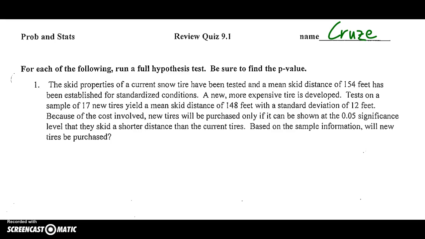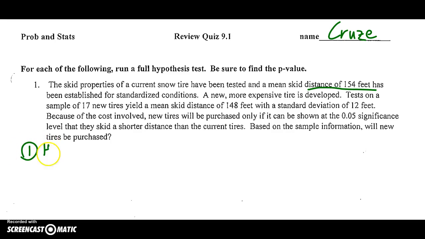The skid properties of a current snow tire have been tested, and a mean skid distance of 154 feet has been established for standardized conditions. So they've established this. That's going to be mu. A new, more expensive tire is developed. Tests on a sample of 17 new tires yield a mean skid distance of 148 feet with a standard deviation of 12 feet. Because of the cost involved, new tires will be purchased only if it can be shown at the 5% significance level that they skid a shorter distance than the current tires. Based on the sample information, will new tires be purchased?